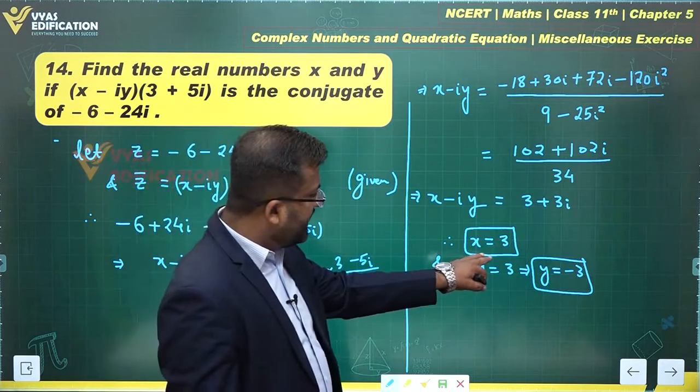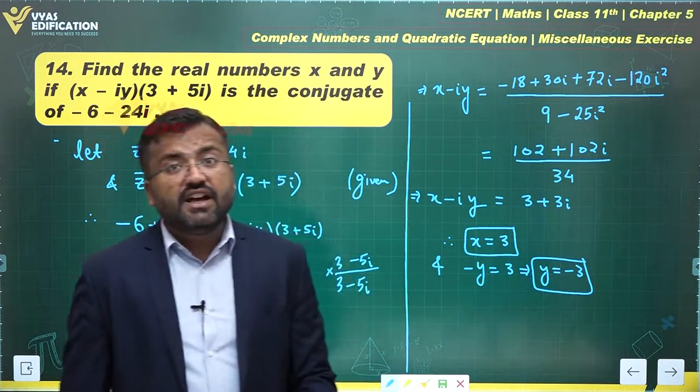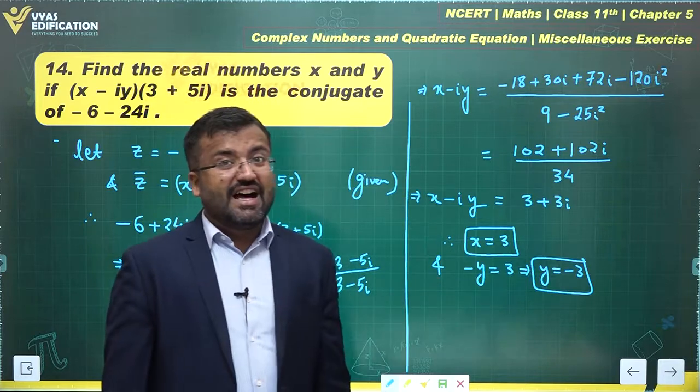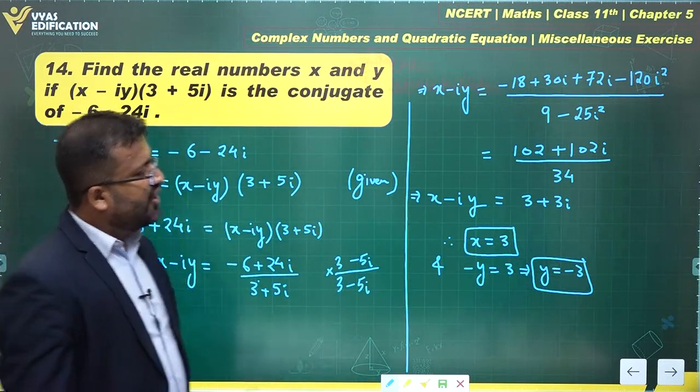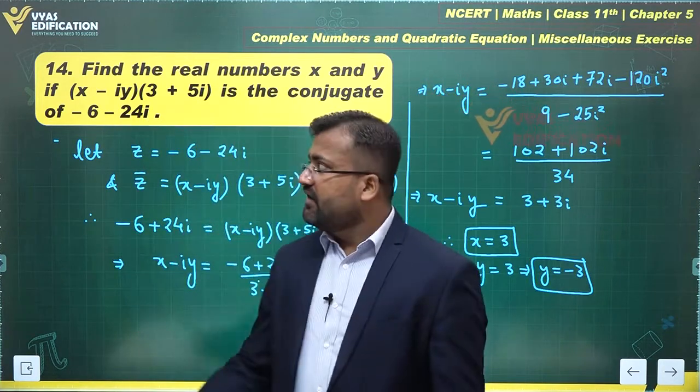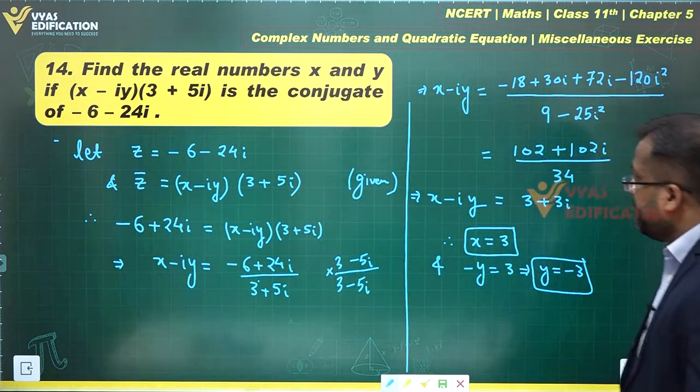This is obtained by comparing the real parts, and this is obtained by comparing the imaginary parts of LHS and RHS, since the two complex numbers are equal. And yes, that is all for this question, as you can see completely, right?